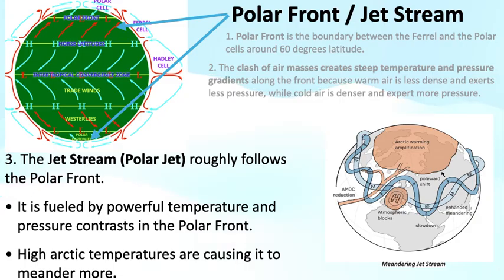Now, the jet stream roughly follows the polar front. And we've talked about the jet stream in some other presentations, so I'm not going to go into it in great detail here. But it's fueled by powerful temperature and pressure contrast along the polar front. And the high Arctic temperatures are causing it to meander.